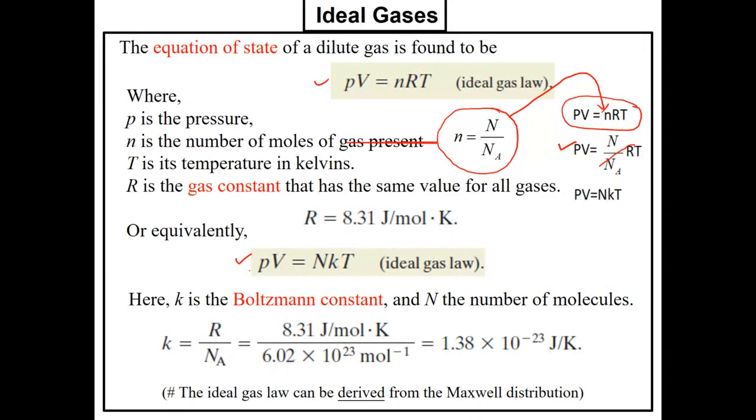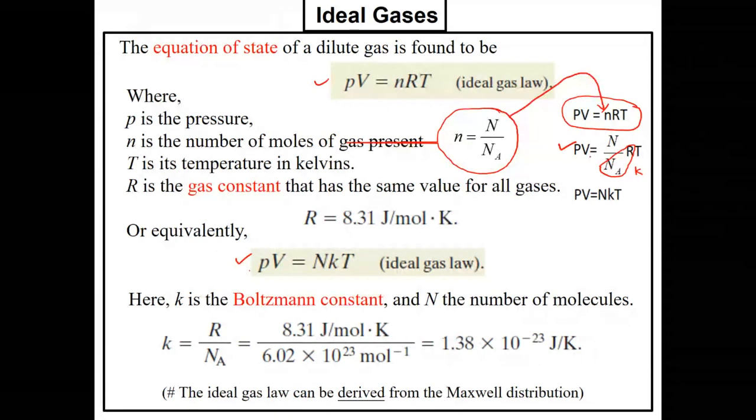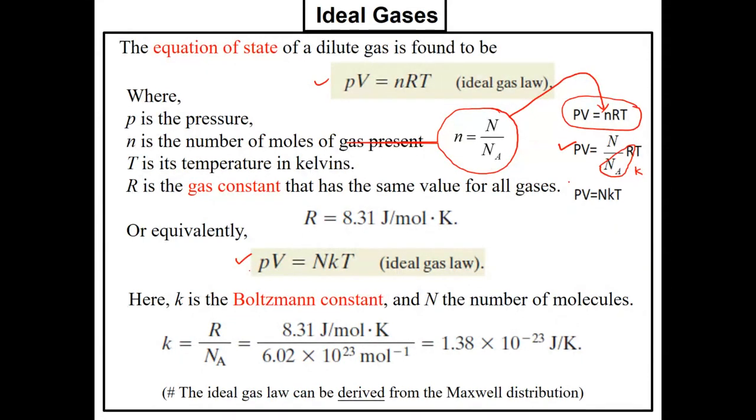Now, this R over NA is called the Boltzmann constant K. R divided by NA is nothing but the K value. When you replace R over NA with K, your equation will be like this. R is the gas constant, and NA is the Avogadro number. The Boltzmann constant has the value 1.38 multiplied by 10 to the power of minus 23 joules per Kelvin. So you can write either this equation or this equation for the ideal gas equation.